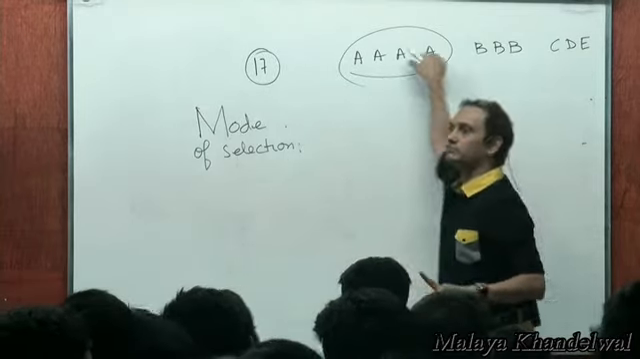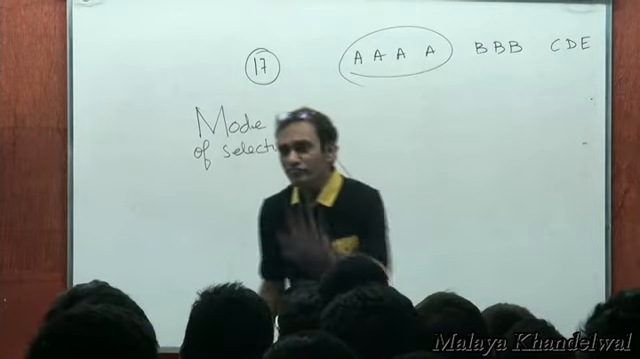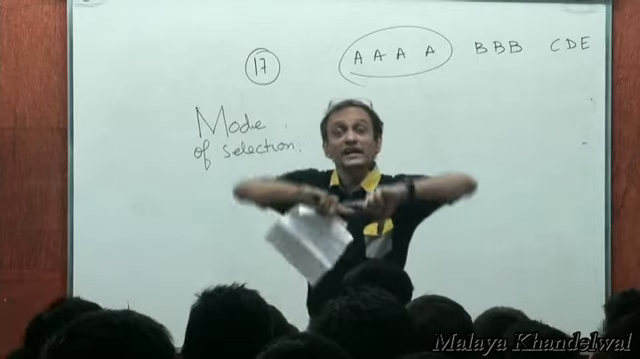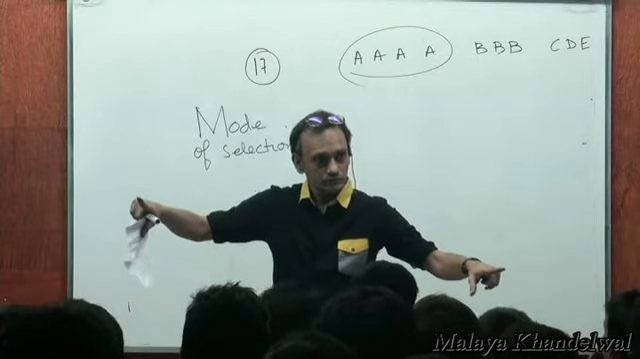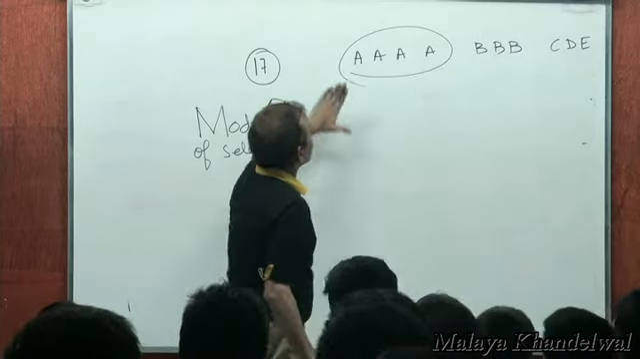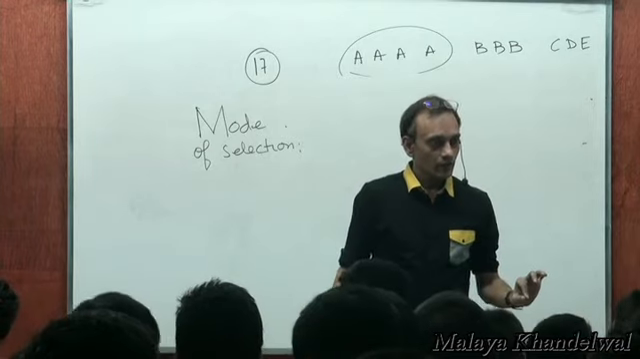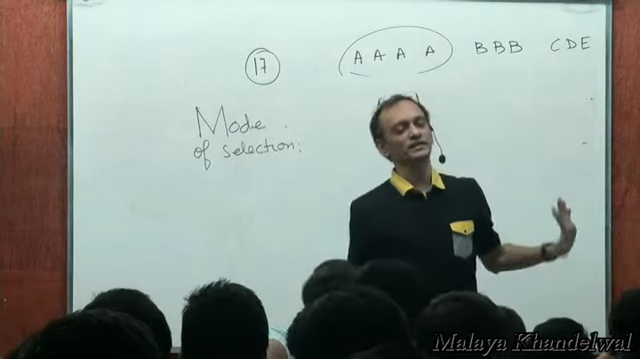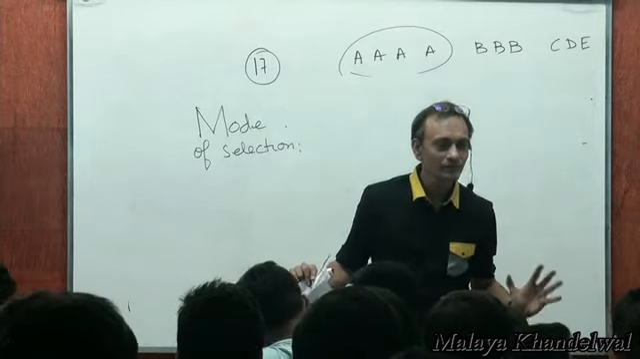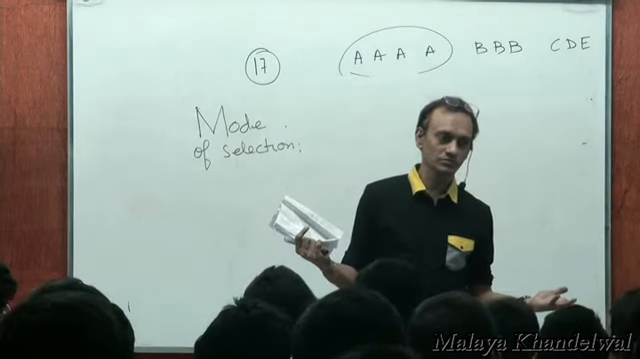How many A's are there? 4 A's. In how many ways can I deal with them? 5 ways I can deal with them. Because when I'm creating a set, I'm saying there are 4 A's, 3 B's, a C, a D, and an E. I want to select one or more letters from these. Don't think about permutation combination. Just think of a simple count.